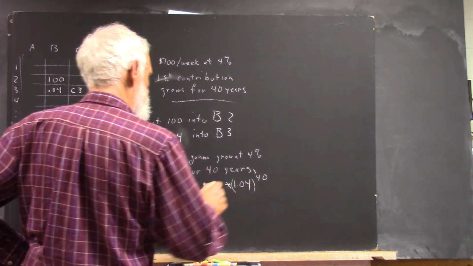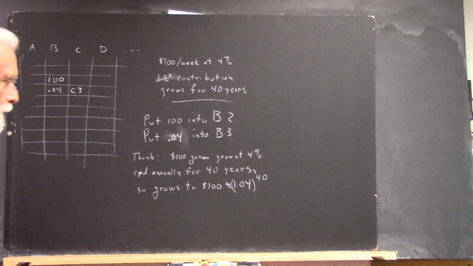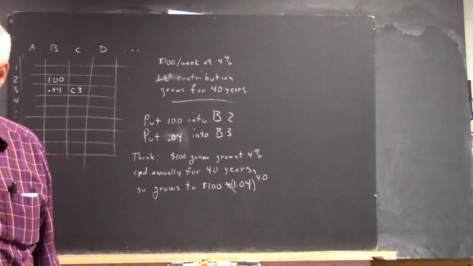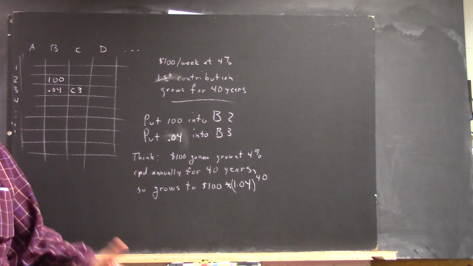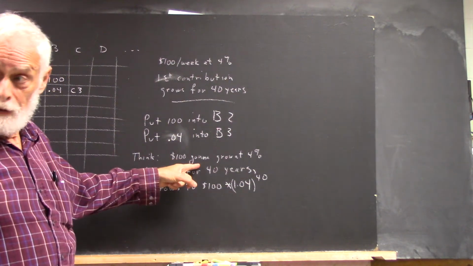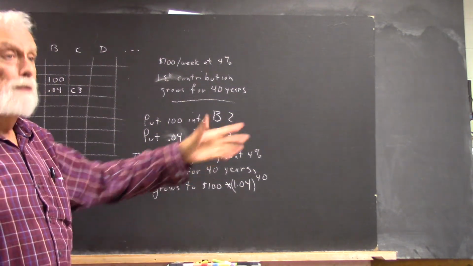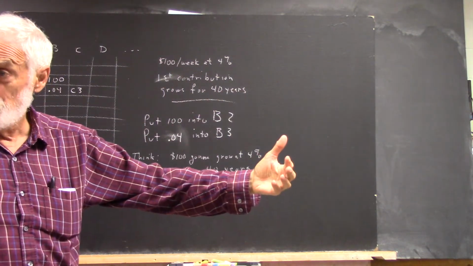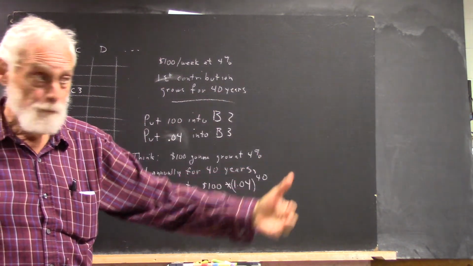So it grows to $100 times 1.04 raised to the 40th. Okay? Each year you multiply by 1.04 because if you're adding 4%, that means you have your amount plus 4%, means you have 1 plus 0.04 times your amount, right? Okay?